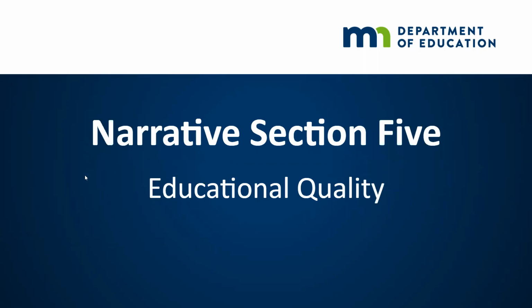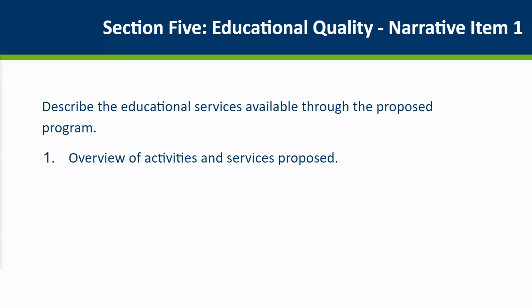Okay, so let's talk about section 5. Section 5 is educational quality. Within this section, there are a couple different questions. This is another section that gets a little longer. The first narrative item is asking about an overview of activities and services proposed. This question gets a little bit longer.